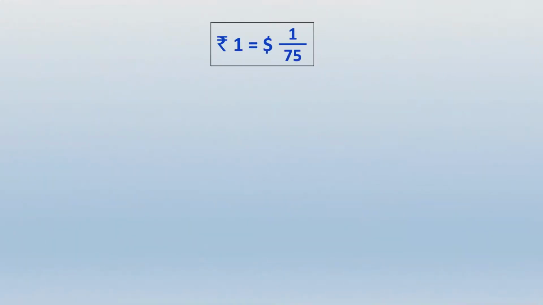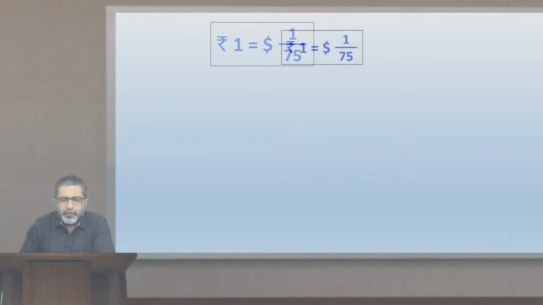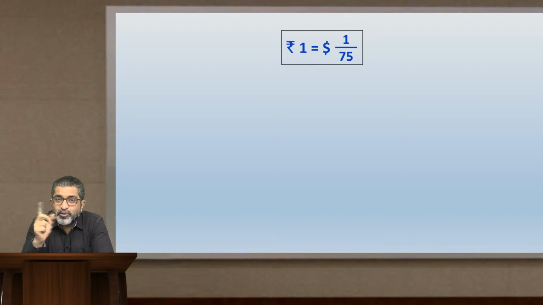If $1 was equivalent to rupees 75, what would be the value of 1 rupee against dollar? If 75 units of Indian rupee were equivalent to 1 unit of dollar, 1 rupee is equivalent to 1 by 75 units of dollar. So rupee 1 equals $1 by 75 is just another variation of that rate. But look at this rate now. This is indicating that you have quoted the rate for rupee, meaning you have quoted an exchange rate for Indian rupee and you would want to buy or sell Indian rupee.